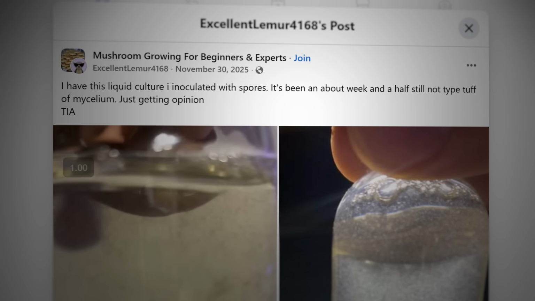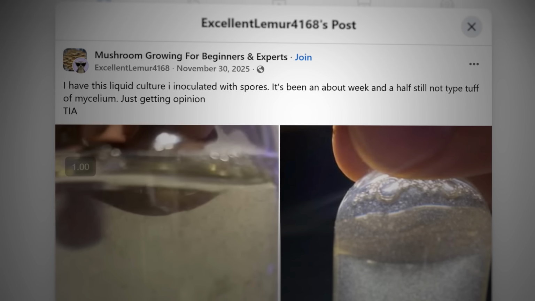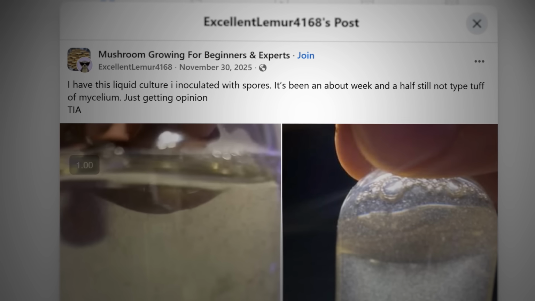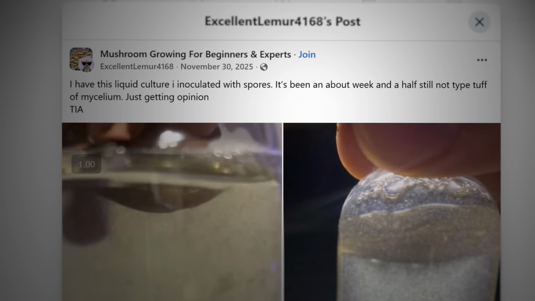All right, so the next question is from Excellent Lemur on Mushroom Growing. I have a liquid culture I inoculated with spores. It's been about a week and a half, still no type of mycelium, just getting an opinion.